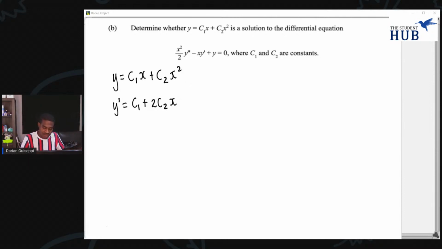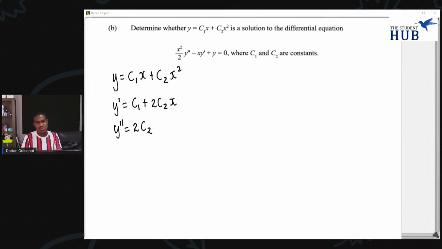Now let's look at the second derivative, because if you watch here, this is a second order differential equation. It has the second derivative there. So let's find the second derivative by differentiating the first derivative. You just differentiate c1 and that's 0, so I have nothing here for that. And then the derivative of this would be 2 times c2. So that's what I have here.